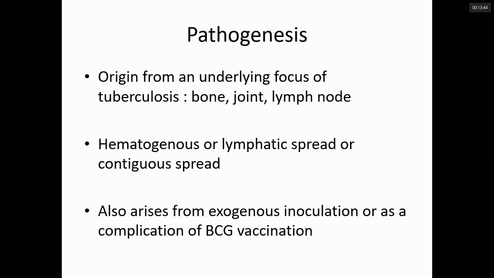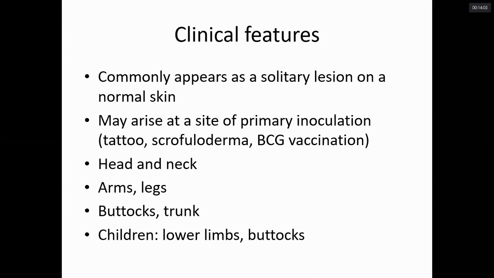Origin is from an underlying focus of tuberculosis, like bone, joint, lymph node, or hematogenous or lymphatic spread or contiguous spread. And it can also arise from exogenous inoculation or as a complication of BCG vaccination. It commonly appears as a solitary lesion on normal skin. Most common sites are head, neck, arm, legs, buttocks, and trunk. In children, most common sites are lower limbs and buttocks.